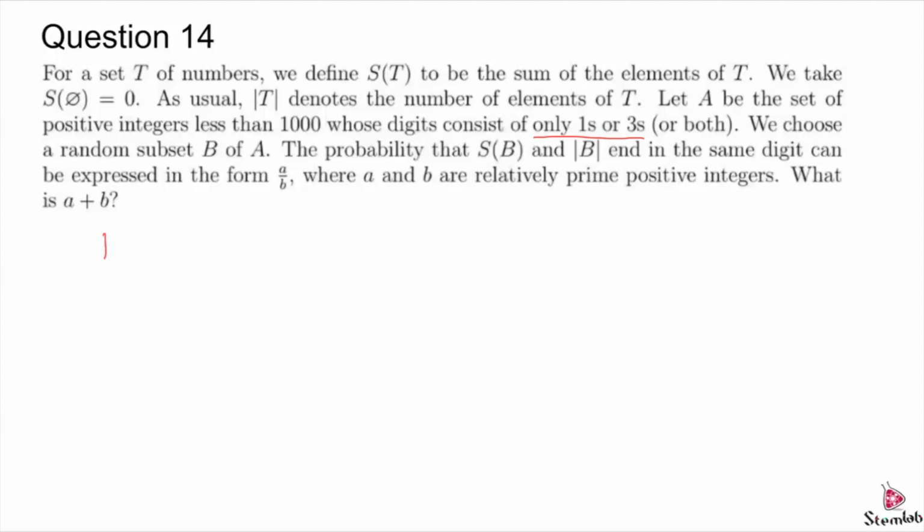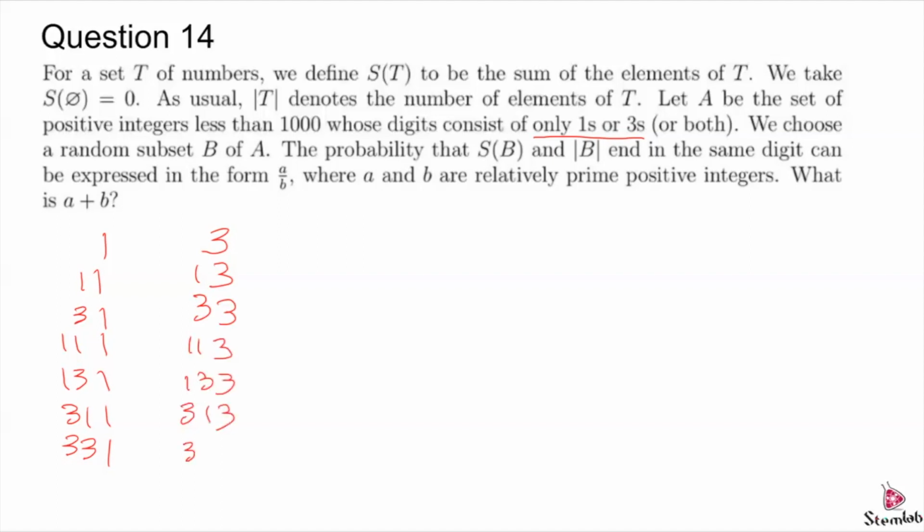So we have 1, 11, 31, 111, 131, 311, and 331. Those are all the ones that end in 1. And the ones that end in 3 are 3, 13, 33, 113, 133, 313, and 333. So there are 7 of each.